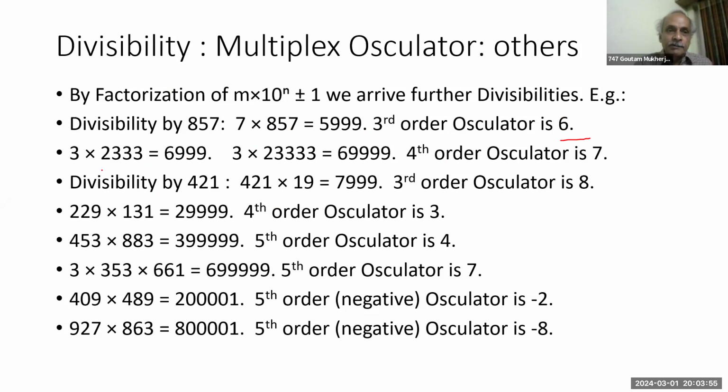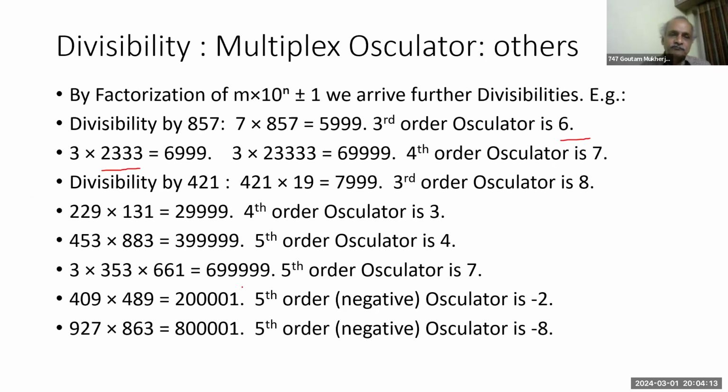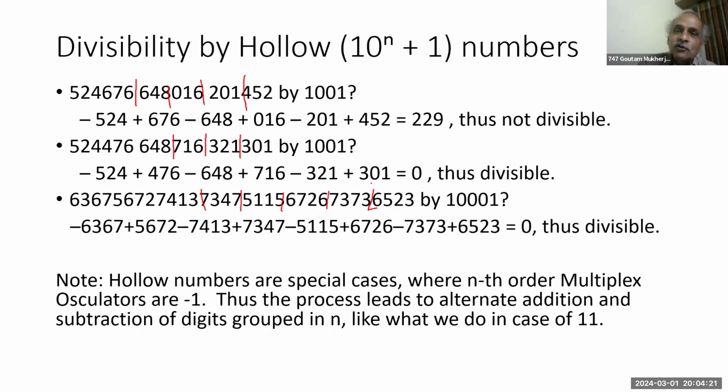Divisibility by 2333. It is actually 6999. So divisibility will be by the fourth order oscillator. Group in 4 is 7. Like this. So it is better to just know that it is there. Now this is a second level course. Clear? This part is clear also. Multiplex oscillator. It collapses very fast. Especially this one will be very interesting.